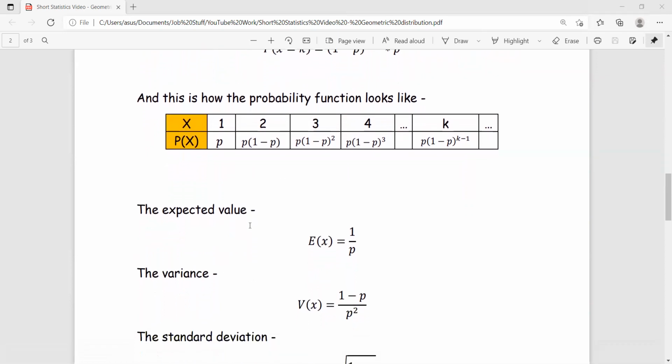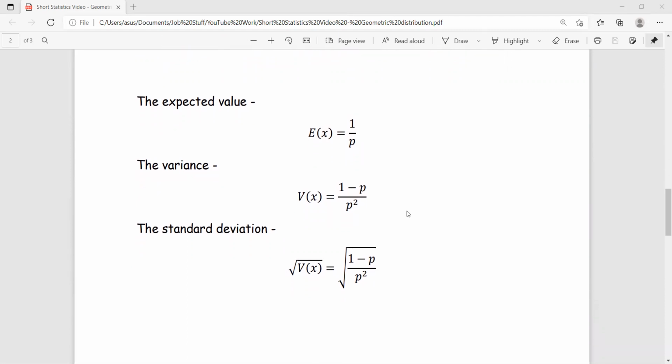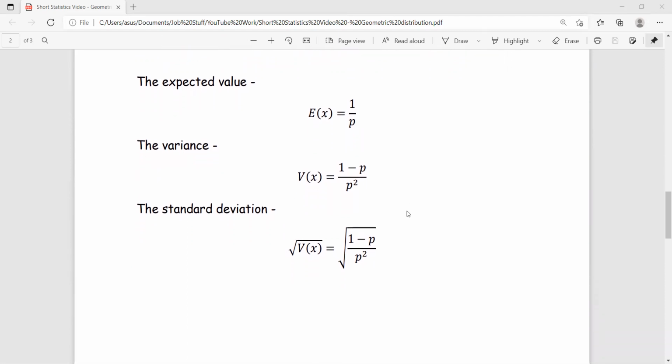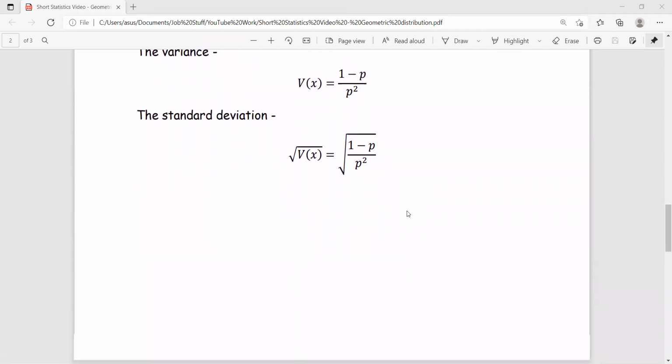The expected value of this function would be 1 over p. The variance would be 1 minus p over p squared, and the standard deviation would be the square root of the variance.